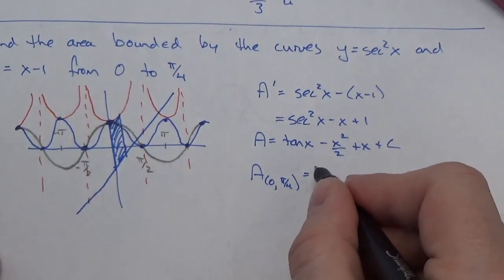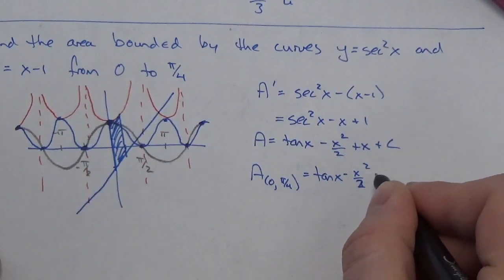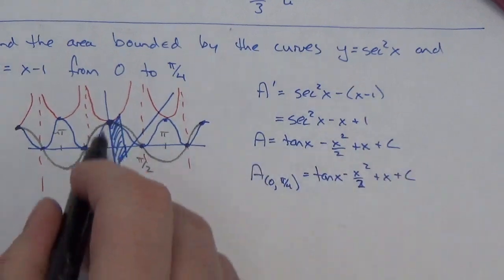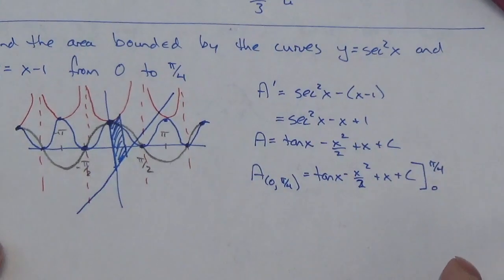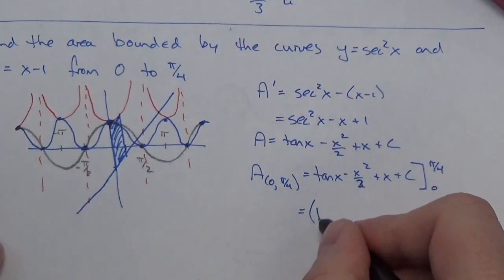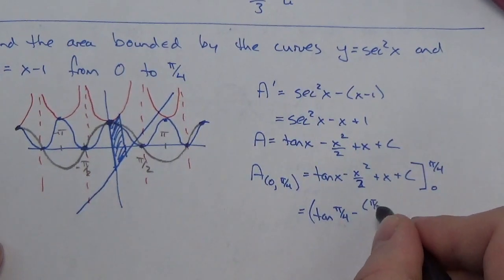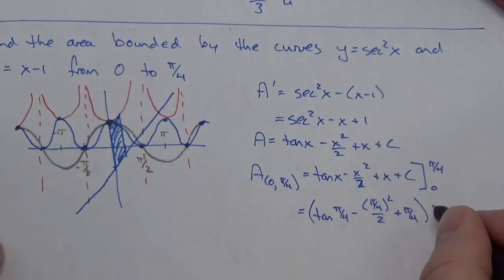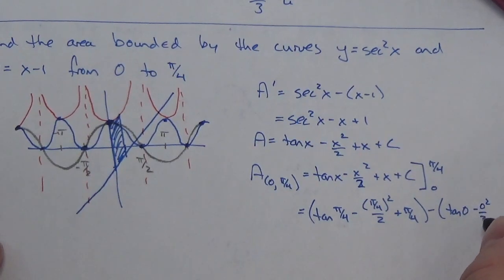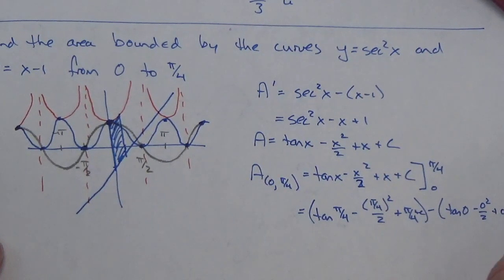Actually, I don't have to worry about breaking this up into different intervals or anything like that, because there's no crossing over there. So I really just have to evaluate this from between 0 and pi over 4. And so that will be the tangent of pi over 4 minus pi over 4 squared over 2 plus pi over 4, minus the tangent of 0 minus 0 squared over 2 plus 0, plus, oops, I forgot the plus c in both cases, even though they're going to cancel.